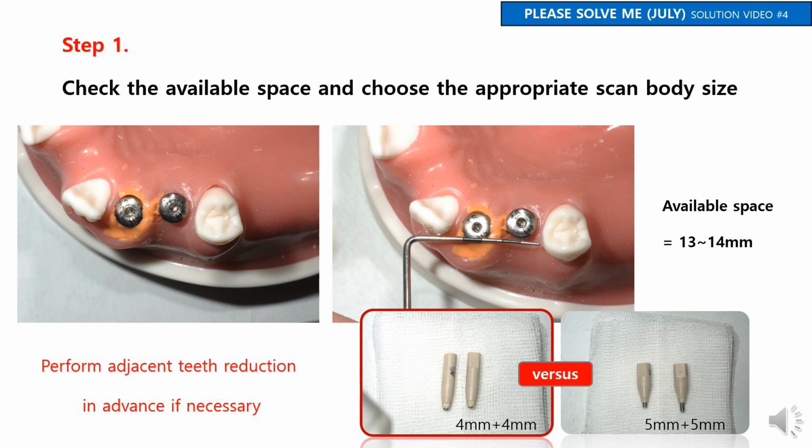In this case, even if implants are placed accurately, the standard scan body sizes that we use can lead to this spacing issue. So it's essential to measure the mesiodistal distance before connecting the scan bodies. If necessary, reducing the adjacent teeth beforehand to make room for the scan bodies is recommended. As mentioned earlier, choose the smallest size scan body possible or connect stock abutments and modify them as needed.